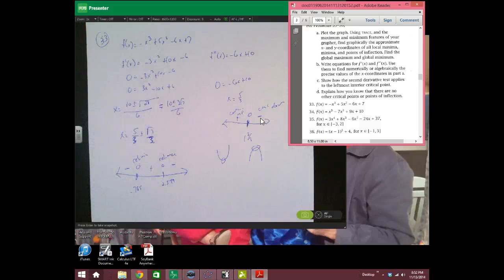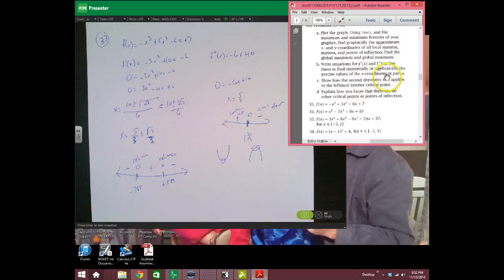Now the last bit of this then is really, how do you know there are no more critical points or points of inflection? Well, it's a quadratic. We found 2 solutions. So 1 solution, 2 solutions, we know there are no more there. And then for inflection points, it's a linear function. There's only 1 solution. We found that. So that's the way we get around that.